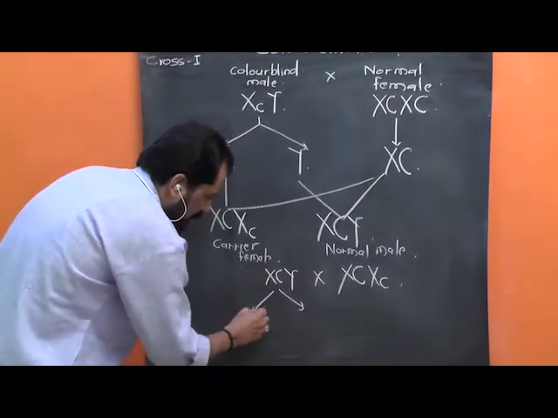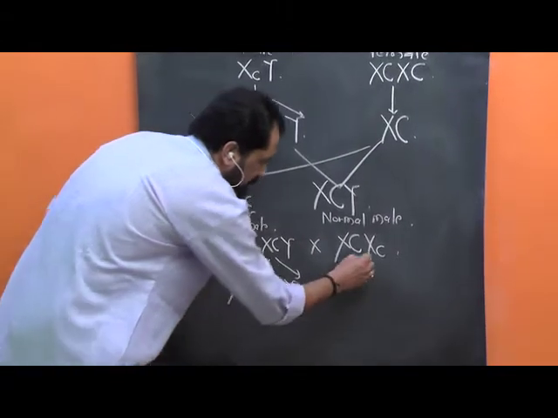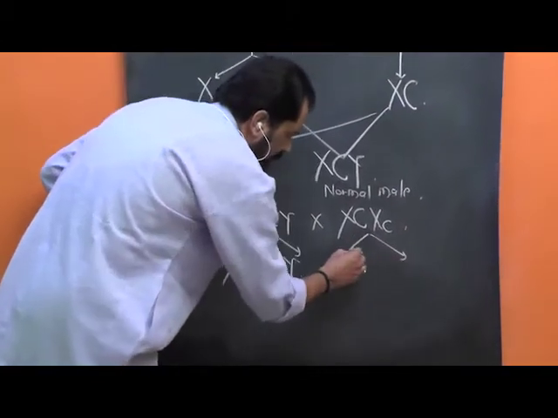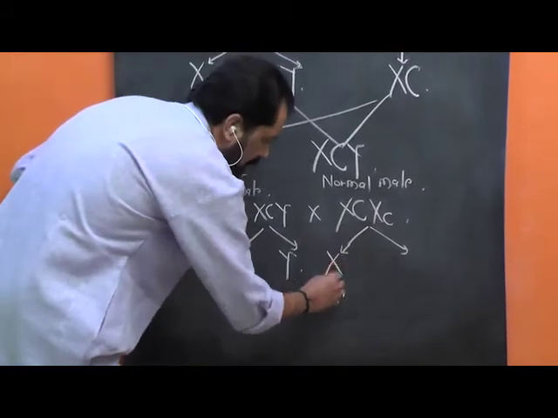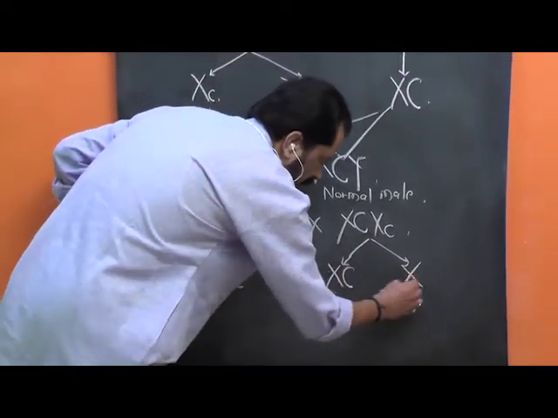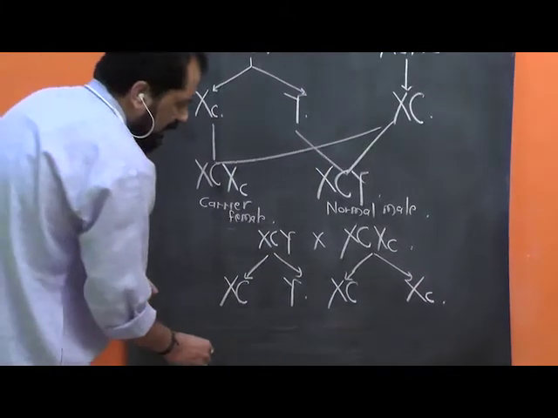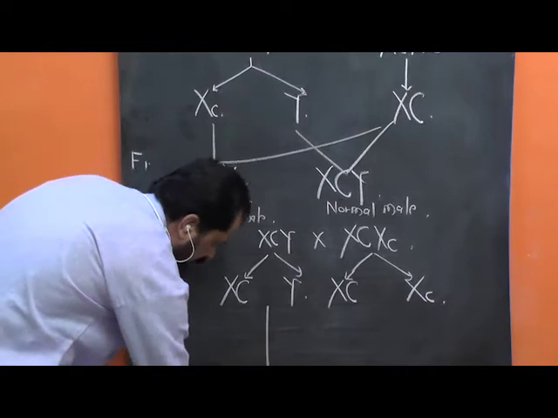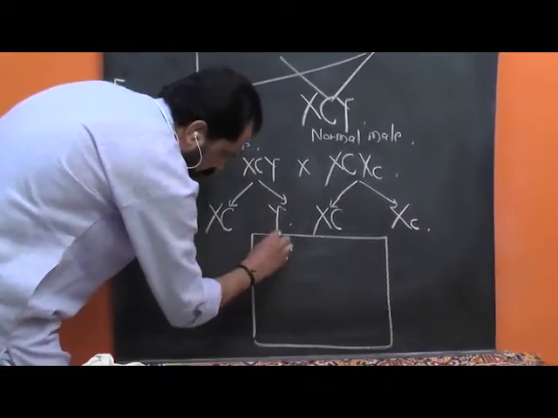Male produces two types of gametes, X capital C and Y. Here the female also produces two types of gametes, half of the gametes with dominant gene and half of the gametes with recessive gene. So after fertilization, let us make a checkered board to find the F2 individuals.